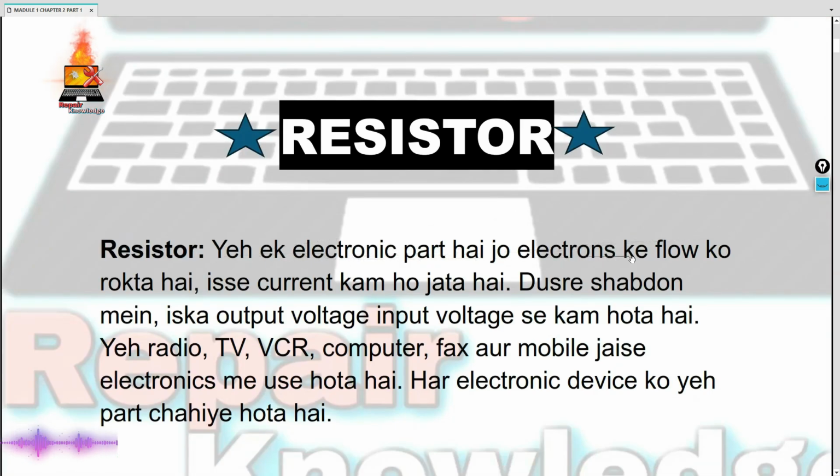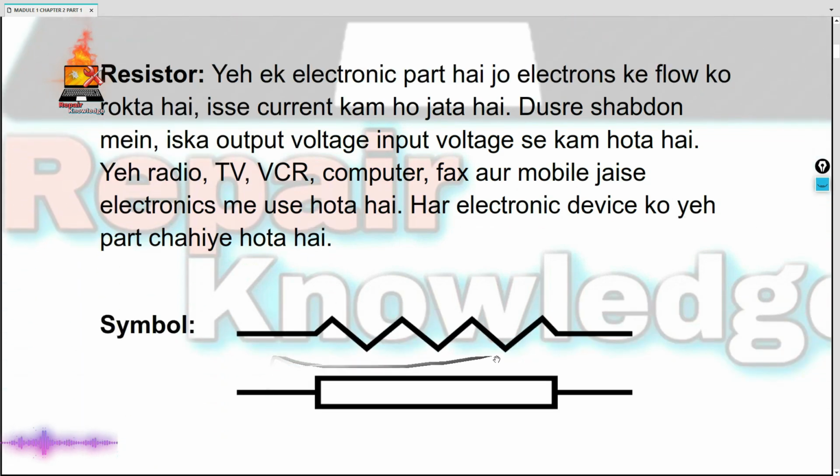So watch it completely. It is an electronic part that blocks the flow of electrons. This reduces the current. In other words, its output voltage is less than the input voltage. It is used in electronics such as radios, TVs, VCRs, computers, fax machines and mobiles. Every electronic device needs this component.